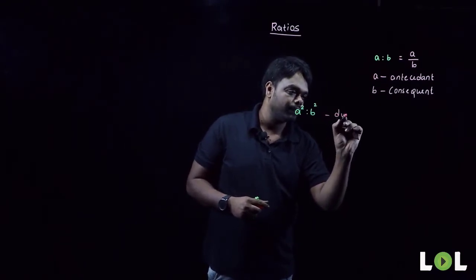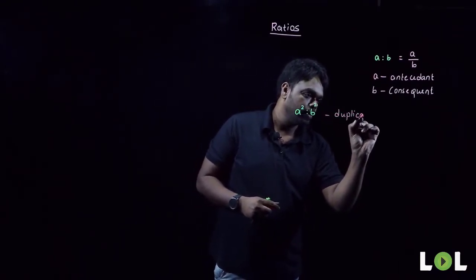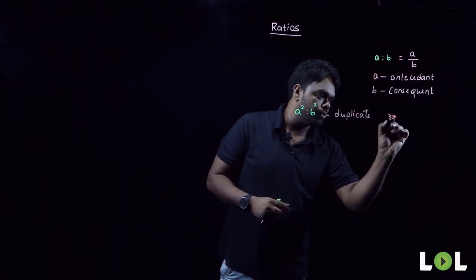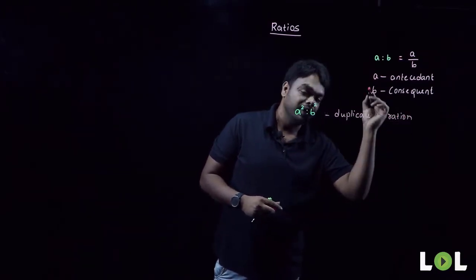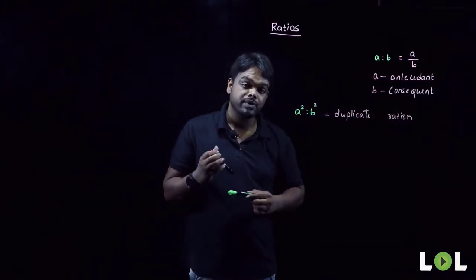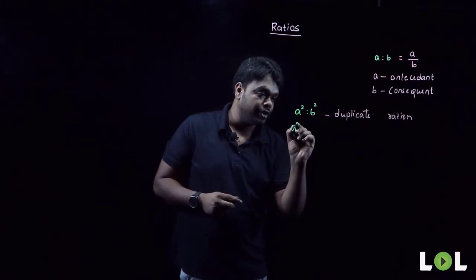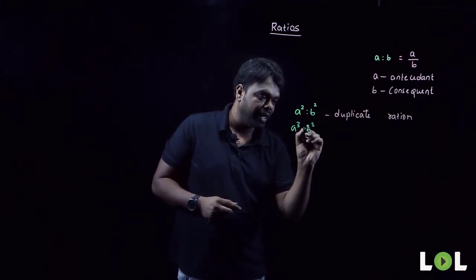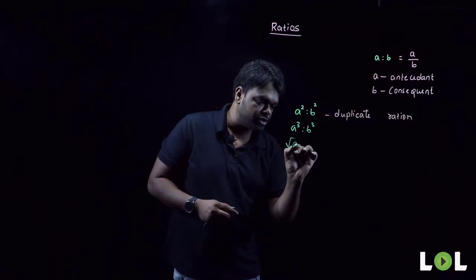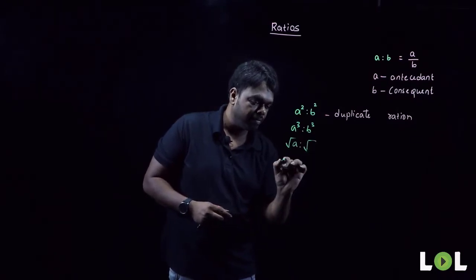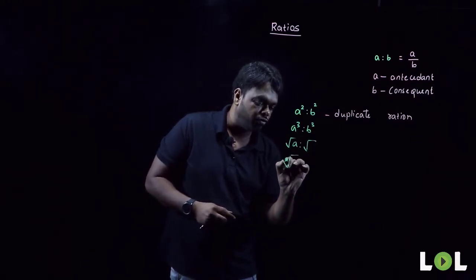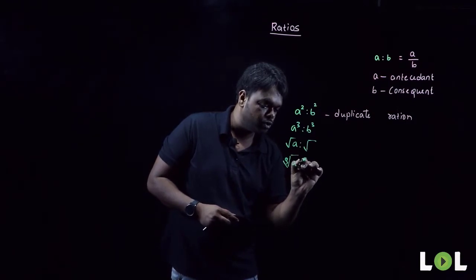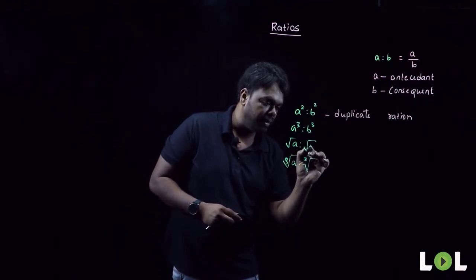We call it duplicate ratio of A is to B. Likewise, if I take A cube is to B cube, and root A is to root B, and cube root of A is to cube root of B.